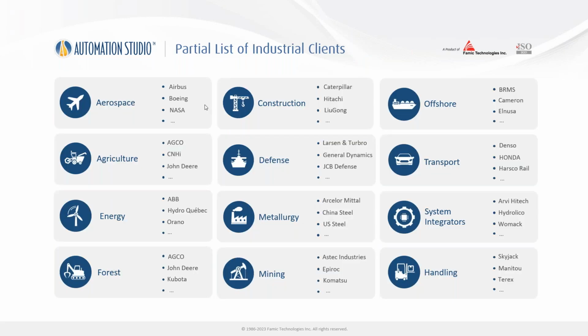So this is the partial list of industrial clients we have. In every sector, we have different types of companies using our software. In aerospace, we have Airbus, NASA. In construction, we have Caterpillar, Hitachi. In agriculture, we have John Deere. In defense, we have Larsen and Toubro, GCP. And in forestry, we have again John Deere, Kubota, AGCO. This is just a partial list of industrial clients. There are many more.